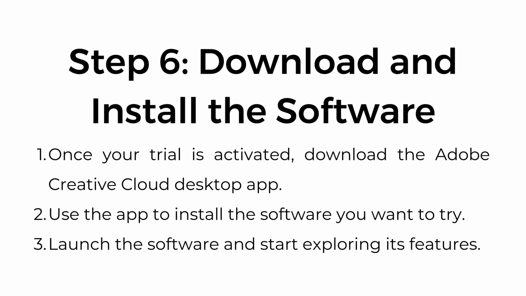Step 6. Download and install the software. Once your trial is activated, download the Adobe Creative Cloud desktop app. Use the app to install the software you want to try. Launch the software and start exploring its features.